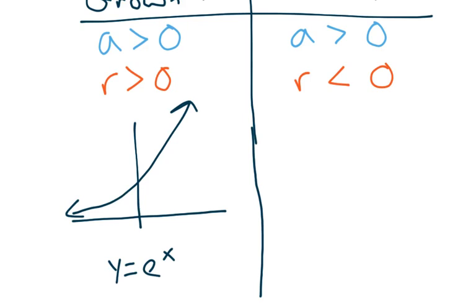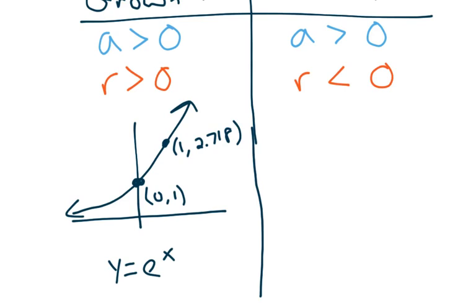Okay, the point where it crosses the y-axis is the point 0, 1, and then this point up here, let's say it's got an x value of 1. The y value there, if we plugged in a 1 right here for x, e to the first power is just e, and then we could assume that that'd be like 2.718.